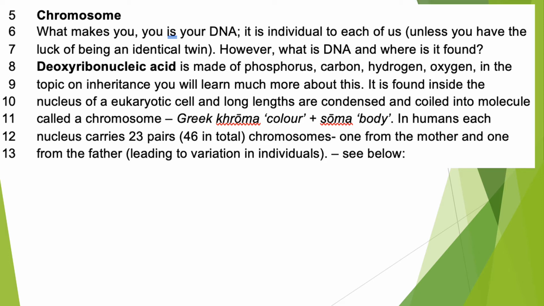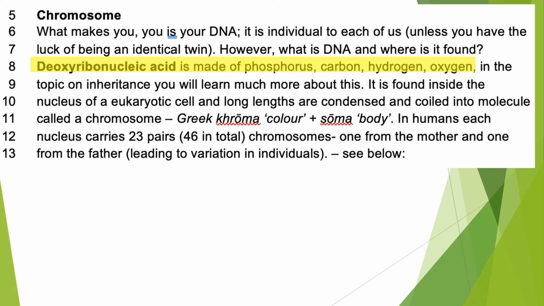So let's start off on line 8. Deoxyribonucleic acid is made of phosphorus, carbon, hydrogen, oxygen. In the topic of inheritance, you will learn much more about this. All right, so I'll say that again, deoxyribonucleic acid. I like to break it down: deoxyribonucleic acid. All right, so highlight that sentence right there.